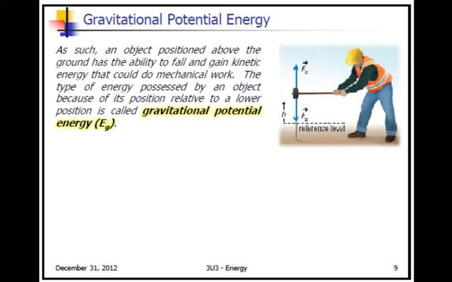An object that is raised to a position above the floor has the ability to fall and gain kinetic energy. So through its gain of kinetic energy, it could then do work. So we call the energy gained by an object through raising it against a gravitational field the gravitational potential energy.